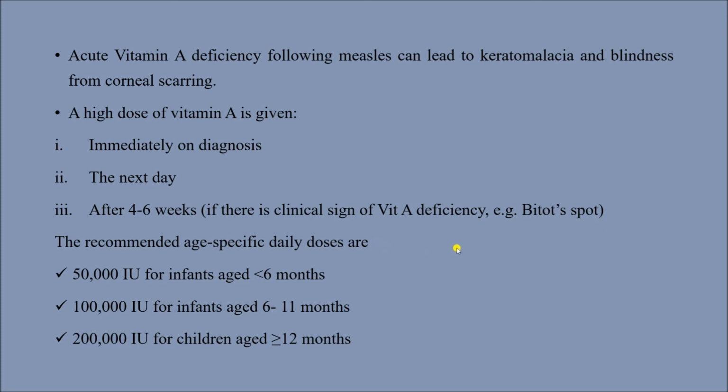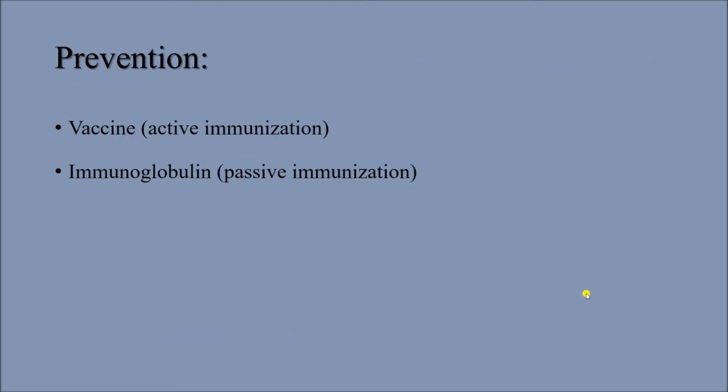The age specific daily doses are 50,000 international units for infants less than 6 months, 1 lakh international units for infants aged 6 to 11 months, and any child more than 1 year of age should receive 2 lakh international units.